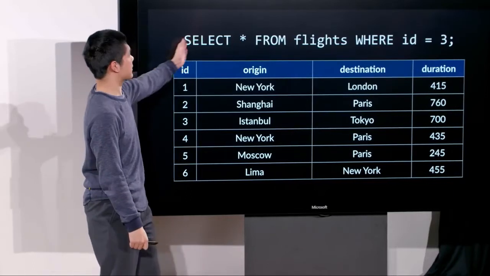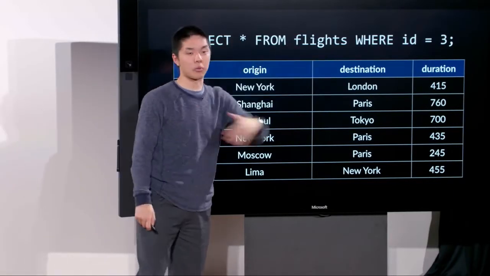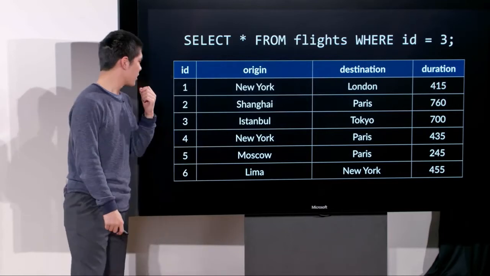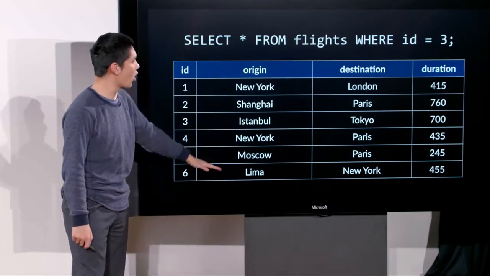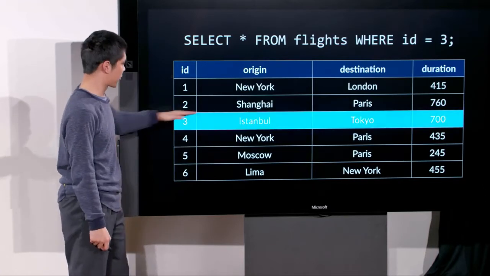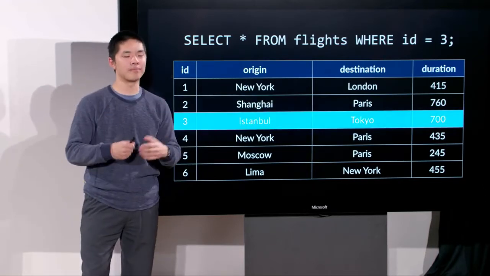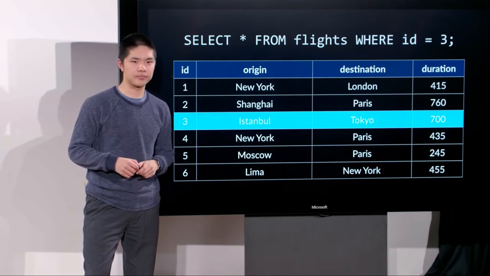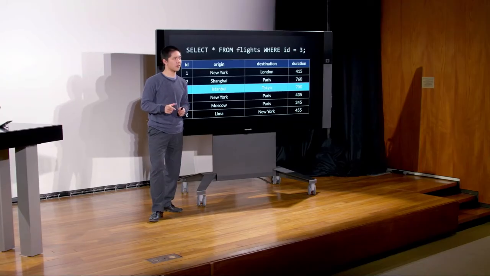And so if I say select star from flights where ID equals 3, as you might reasonably guess, what that's going to do is instead of giving me back all 6 of the rows inside of my table, it's only going to take row number 3, and this is going to be the only row that's handed back to me from the database. Questions about that where clause so far?